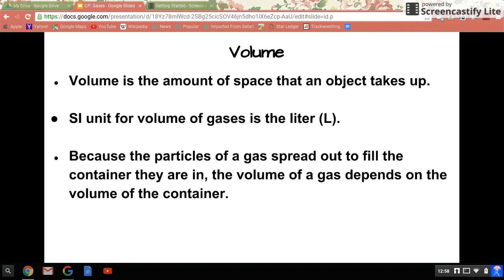And then because the gas particles spread out to fill up whatever container they're in, the volume of the gas is the same as the volume of the container that they're in. So really easy, no real math there. You just have to be aware of what volume you're dealing with, and that's the volume of the gas.